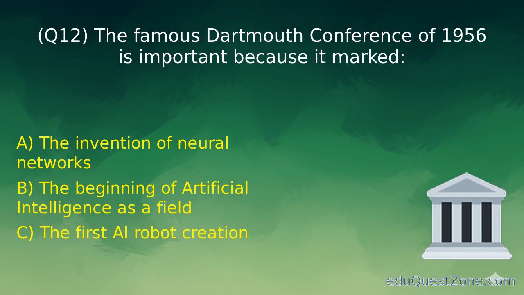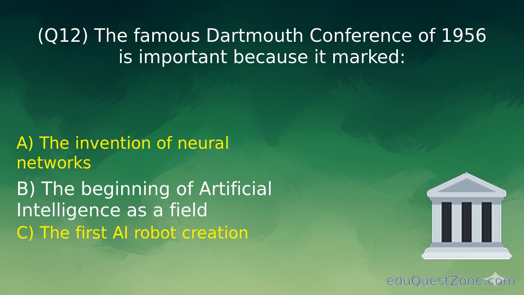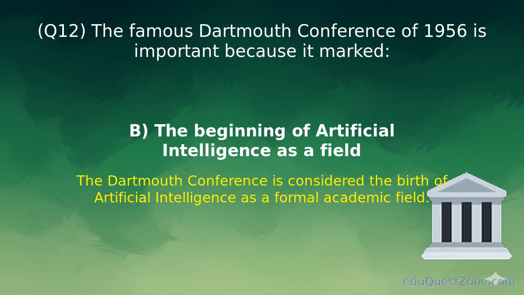Question 12. The famous Dartmouth Conference of 1956 is important because it marked what? Option B. The beginning of artificial intelligence as a field. The Dartmouth Conference is known as the event where artificial intelligence began as a research field.